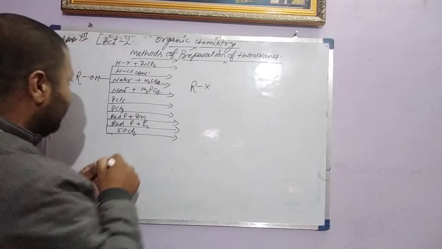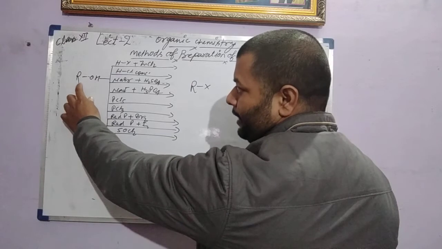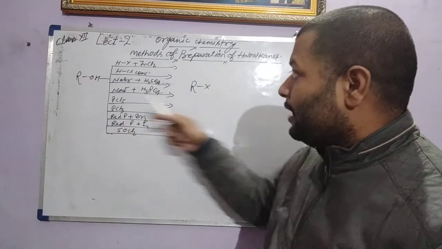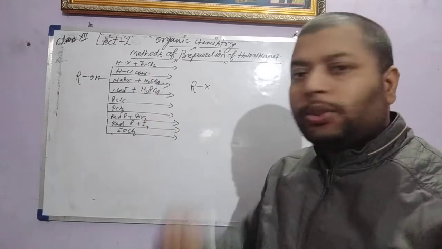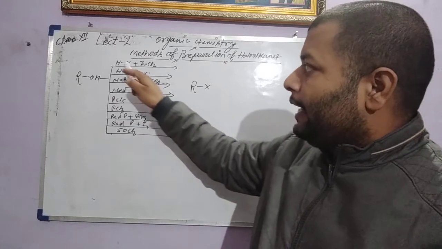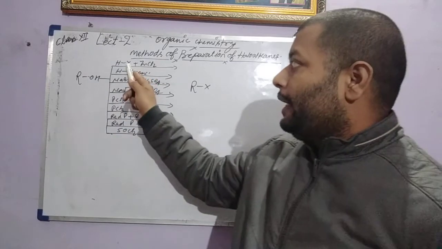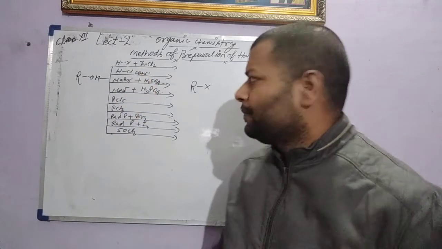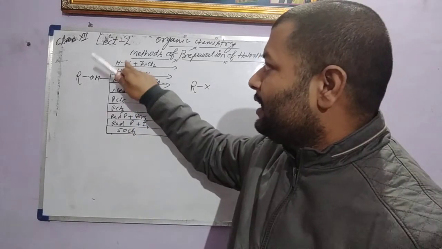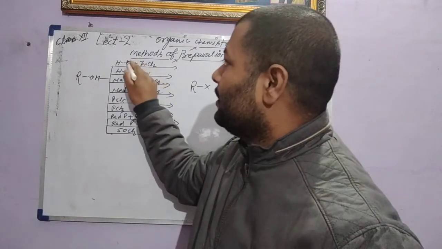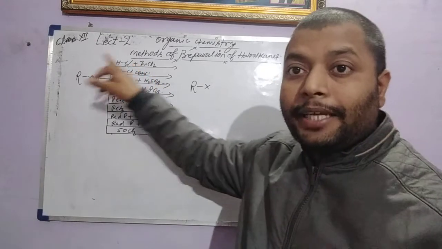So there are different methods. You can see the alcohol, primary, secondary, or tertiary, can be converted into primary, secondary, or tertiary haloalkane by using different suitable reagents, in which HX, where X may be chlorine or bromine, is used for primary and secondary. You can write directly HCl with ZnCl2 depending upon the primary and secondary alcohols.